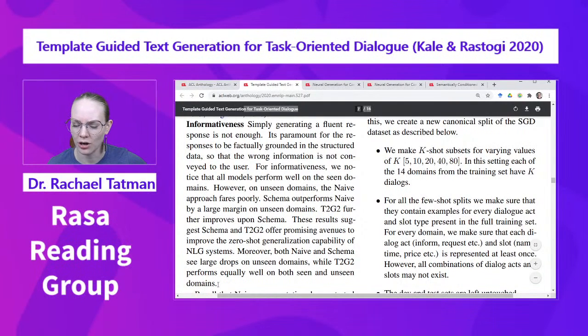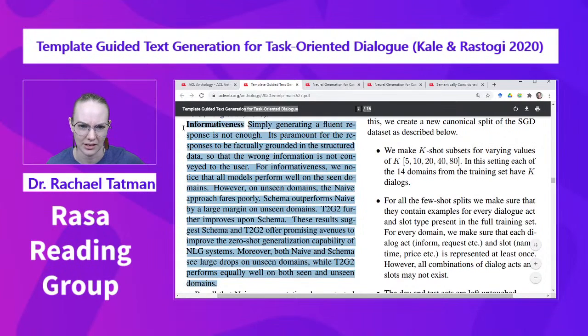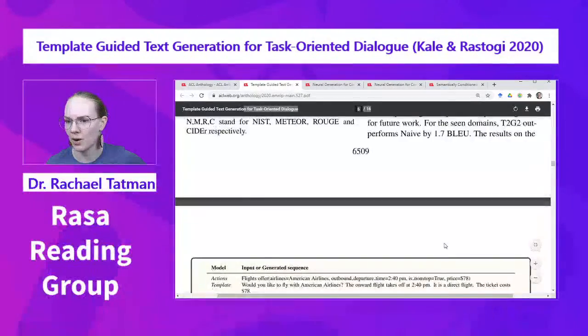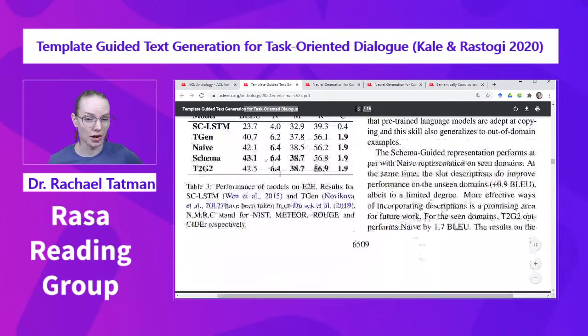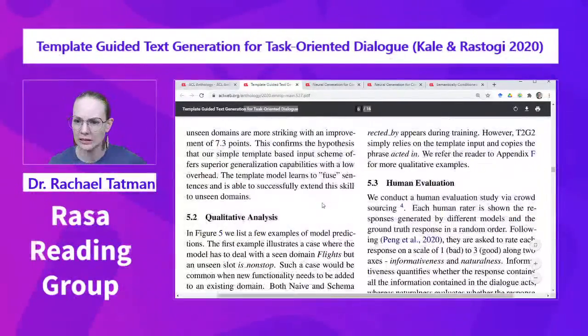Moreover, both naive and schema see large drops on unseen domains, while T2G2 performs equally well on both seen and unseen domains. This is very surprising given their automated analysis. Right? In their automated analysis, all 3 systems were better on unseen domains than seen domains, so there's something wrong? Like there's an error in the model reporting, or it's just something very funky happening that they don't talk about in more detail?